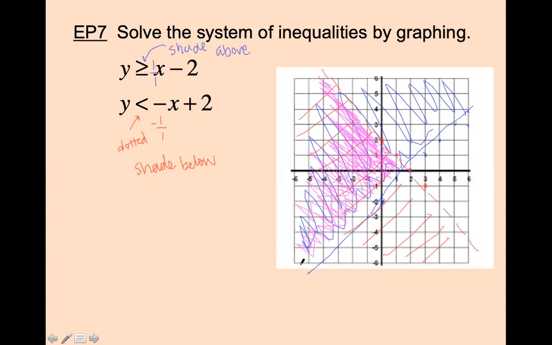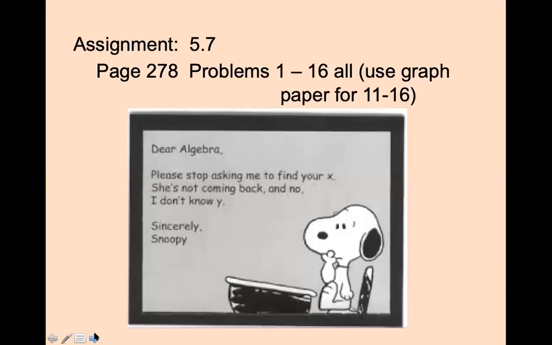Again, you can pick a point. We could try 0, 0. Is 0 greater than 0 minus 2? Yes. Is 0 less than negative 0 plus 2? Yes. So 0, 0 would work, and it's in our shaded region. So again, our solution is that kind of purply color I have there. So it's bounded on the top by this line and on the bottom by this line, and it's any point in that shaded region. And you'll be using colored pencils. They won't be quite so messy on this.